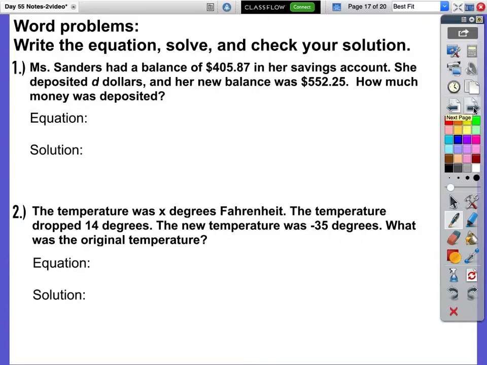Write the equation, solve, and check your solution. Mrs. Sanders had a balance of, pause. What does that mean?